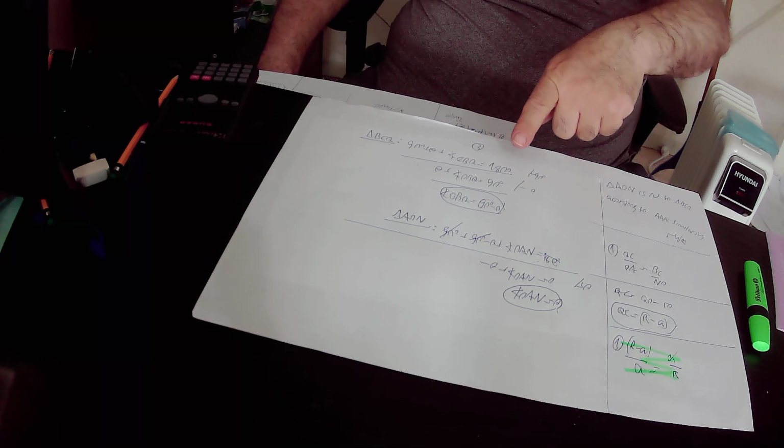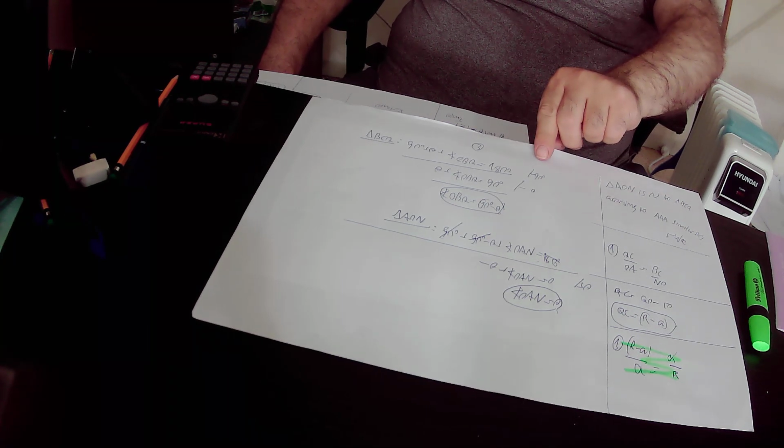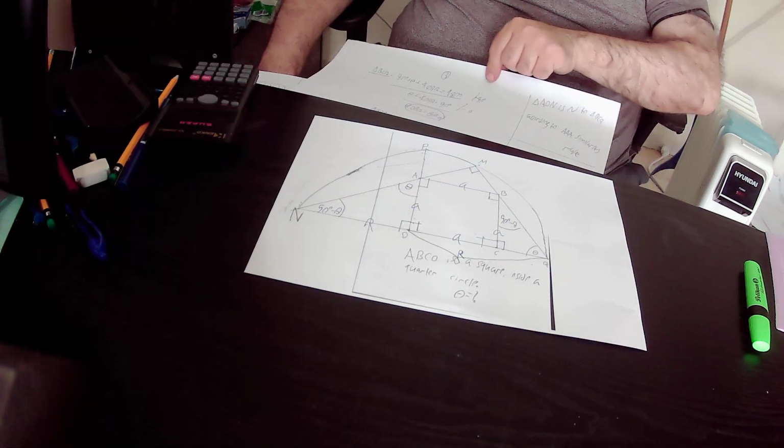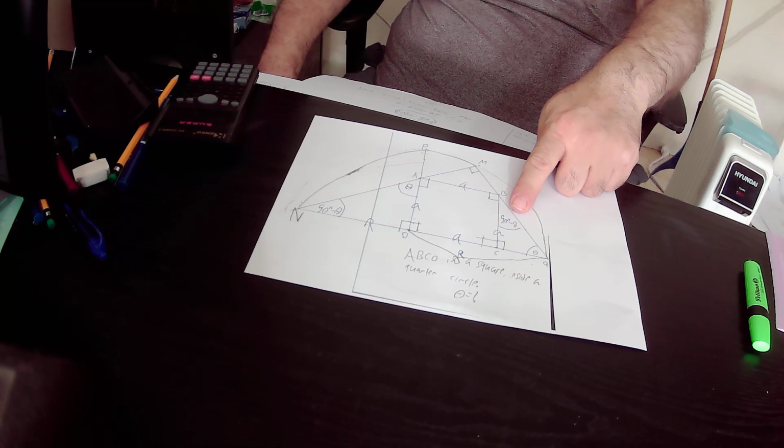We subtracted theta from this equation and we got that the missing angle CBQ equals 90 degrees minus theta. The missing angle here equals 90 degrees minus theta.